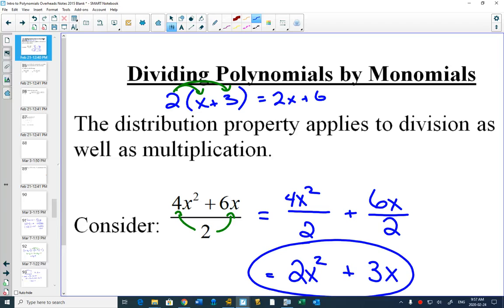So it's like the distributive property. If you have more than one thing on the top, each one gets divided by that number on the bottom. You divide the 4x squared by 2, and you divide the 6x by 2.